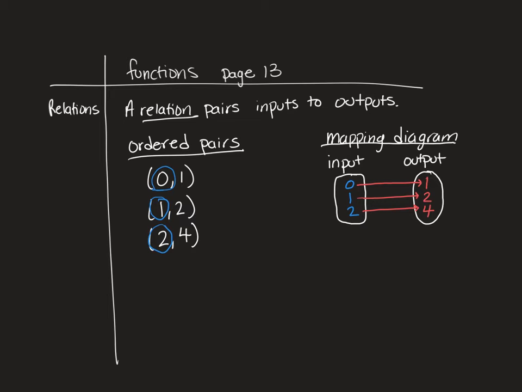So if you were given a list of ordered pairs, you could make a mapping diagram. If you were given a mapping diagram, you could just list the ordered pairs, and in order they would be (0, 1), (1, 2), (2, 4). One thing I want you to know is that 0, 1, and 2 are the input values, and then 1, 2, and 4 are your output values. So you always write the input first, and then you write the output.